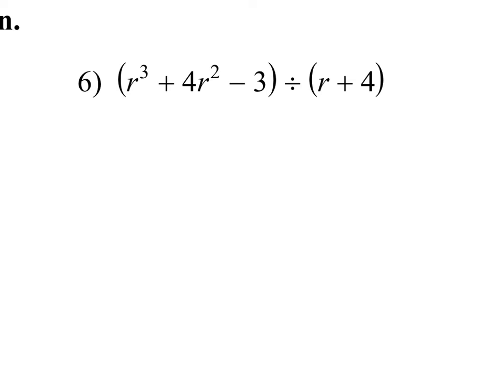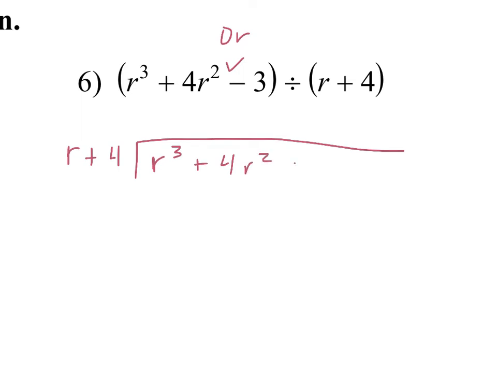Are we missing any terms here? Yeah, what are we missing? Just an x, or here we have an r. So we're missing 0r. So outside we're going to do r plus 4, and inside we have r cubed plus 4r squared plus 0r minus 3. You only change the sign for synthetic division. So only change the sign for synthetic.